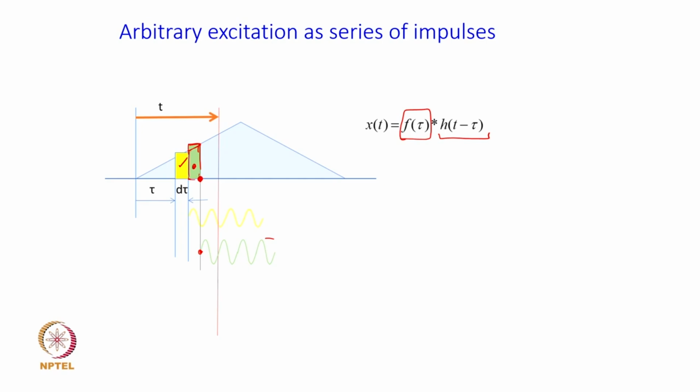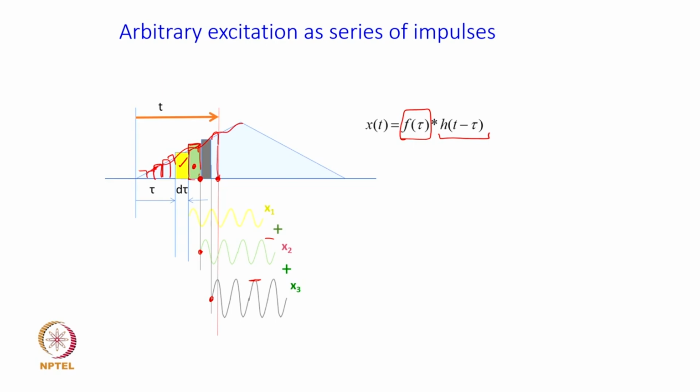Then maybe another impulse will generate its own response, but that response will obviously start from here, and it will have its own amplitude which will be governed by the strength of this impulse, which is governed by the way this function is changing. And now what we do is, we assume that you would have accounted for similar impulse functions before this and after this up to this point, right.